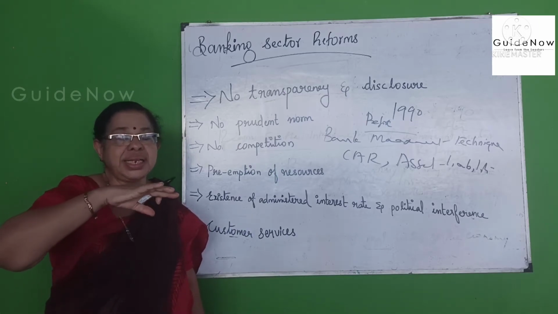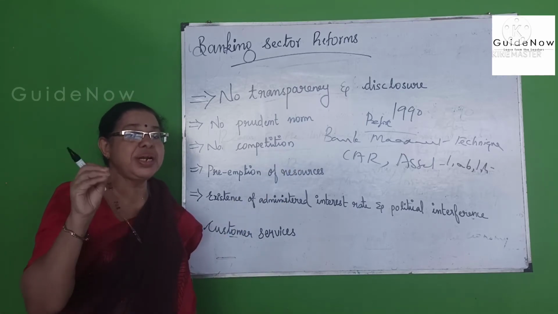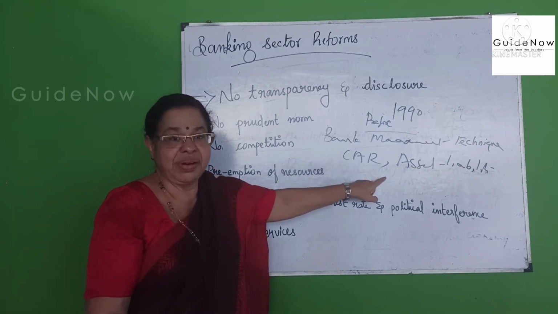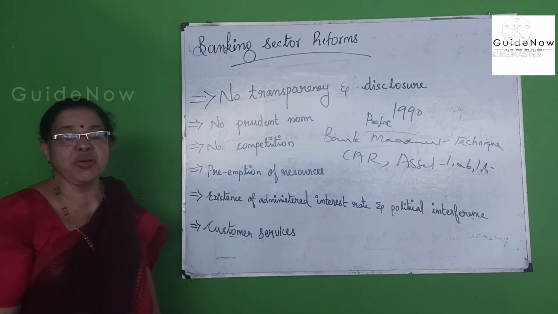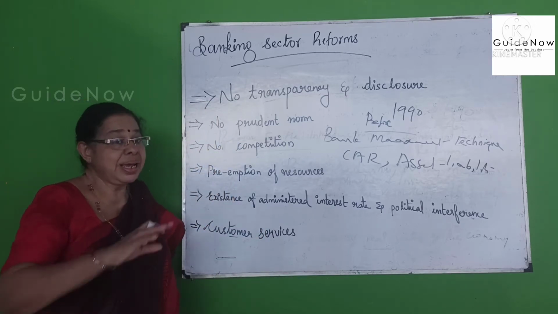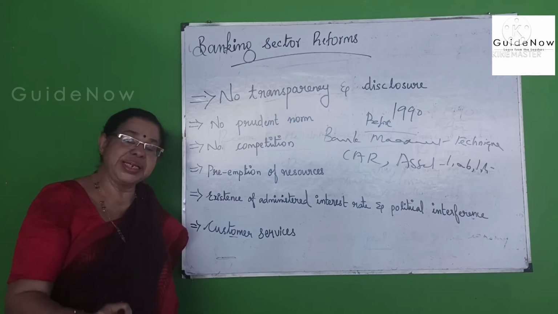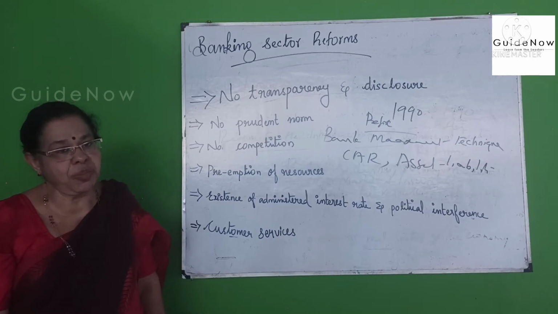Banks were not allowed to open their branches even at the domestic and foreign level. Thus, the lack of competition is the third important problem faced by the banking sector. Banks were restricted from opening their branches at the domestic and foreign level. That is another important problem here.